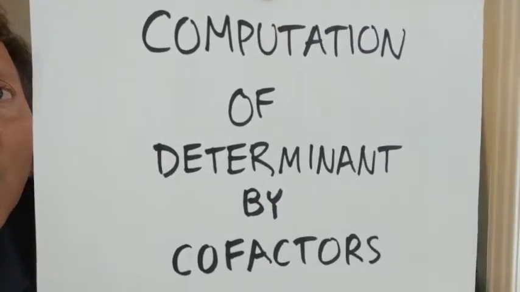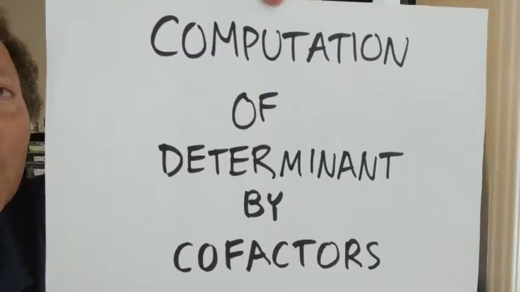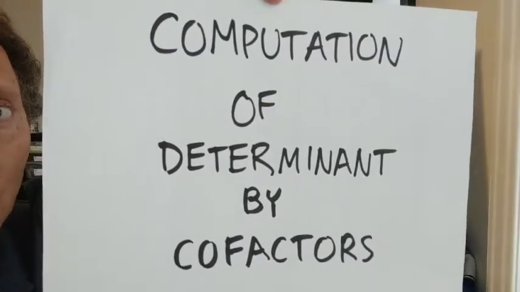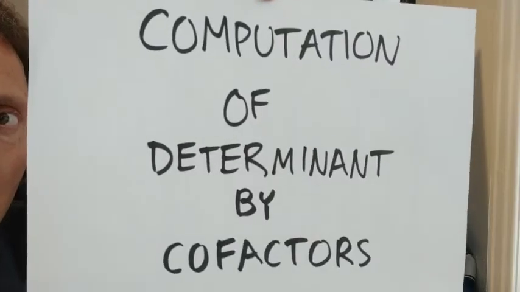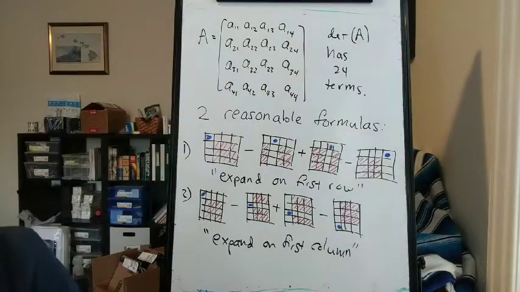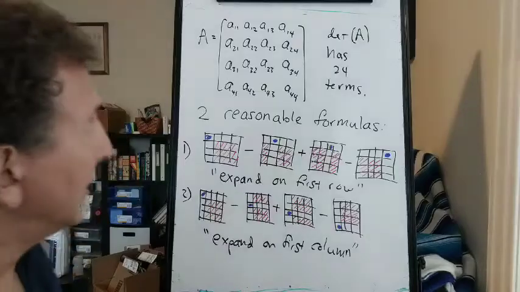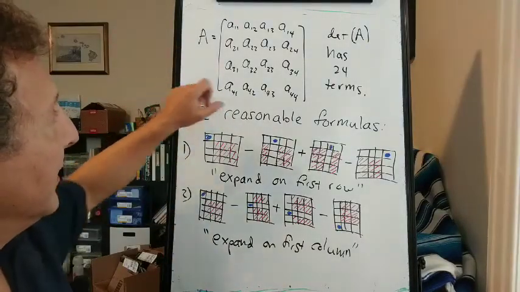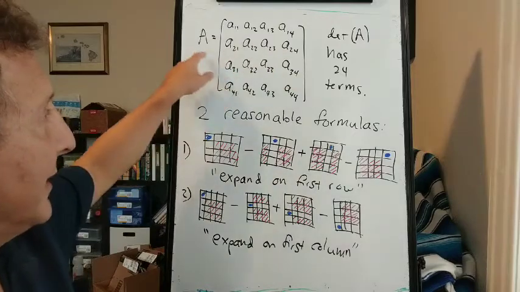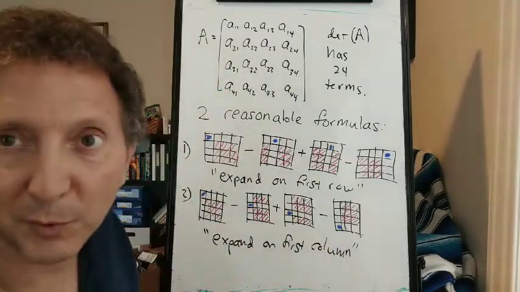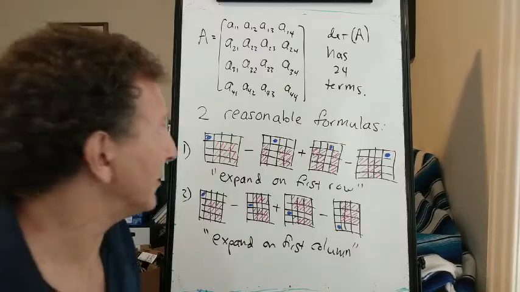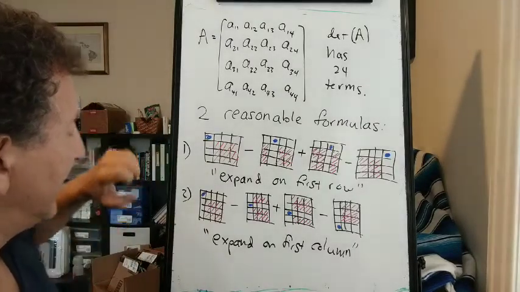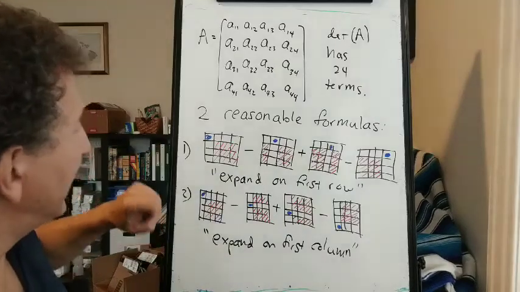Let's talk about how we would compute a determinant which is bigger than 3 by 3, because all the examples we've done so far are 2 by 2 or 3 by 3. So we have this 4 by 4 matrix here, and the determinant of A, our 4 by 4 matrix, has 24 terms because 4 factorial is 24. Now there's two reasonable ways to do this, and I've drawn pictures of them.